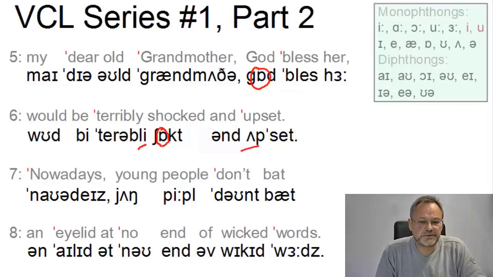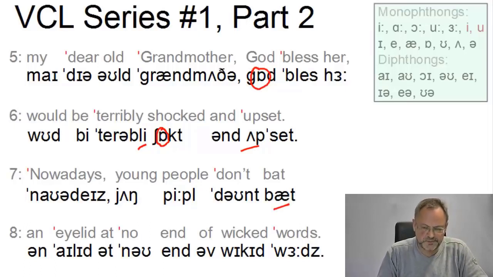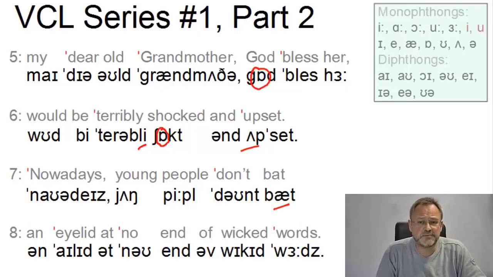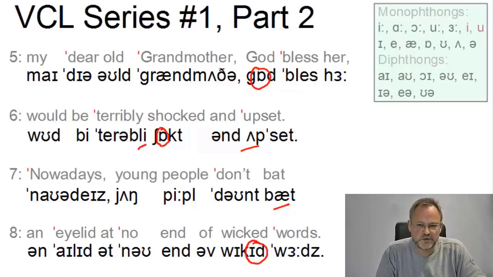In line seven, there are no real difficulties. Nowadays, young people don't bat. Here is the ash, often pronounced too high by many foreign speakers of RP. And in line 8, an eyelid at no end of wicked words. Okay, here is now quite interesting. The past participle, wicked or past tense form, the ed forms, are transcribed by the short e and de.